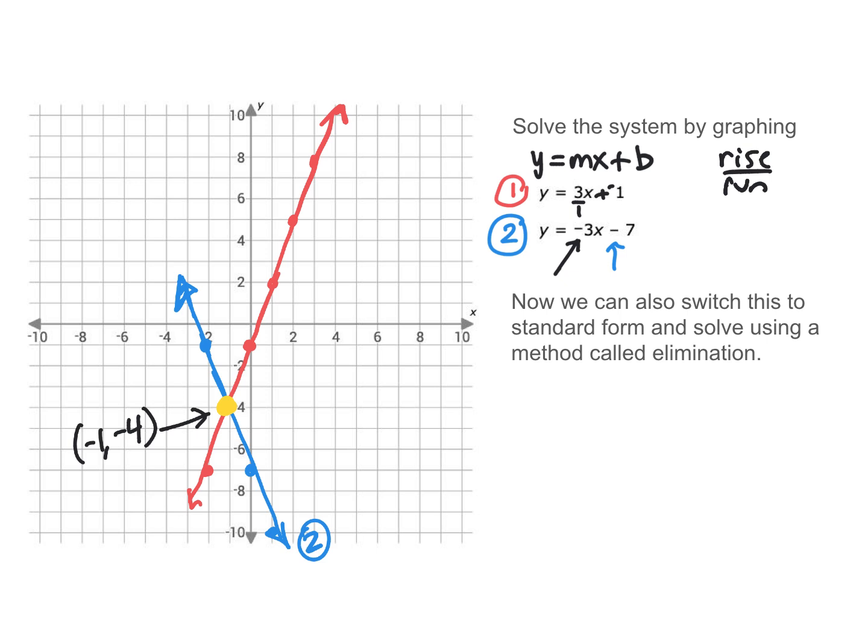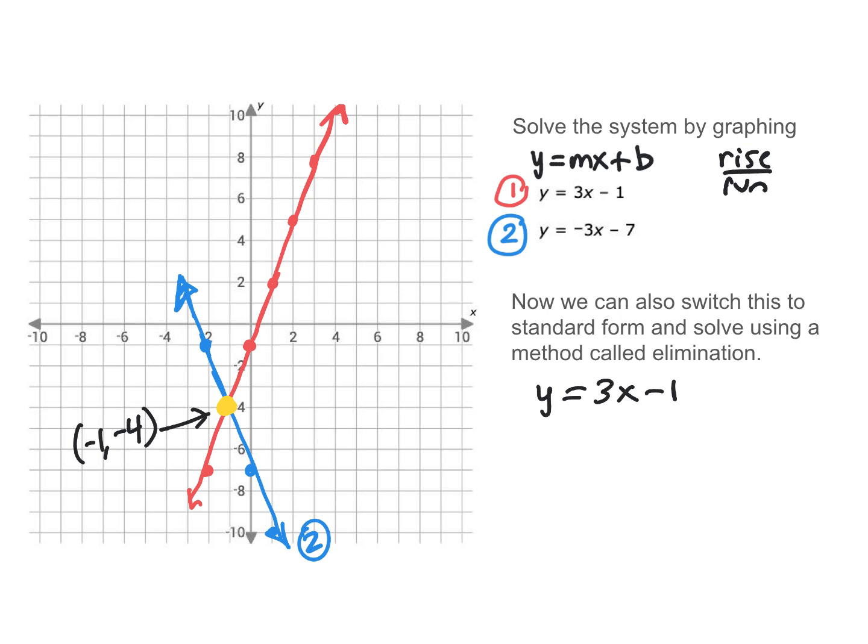Now this is where it gets kind of fun because this is the new stuff. You know how to graph. But now we have learned how to change things to standard form. So I'm going to erase these extra bits here that I used. And we can use something called elimination. So y equals 3x minus 1. Let's change that to standard form.